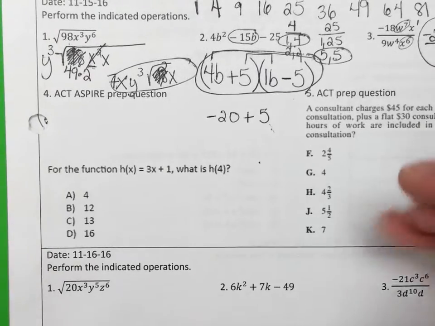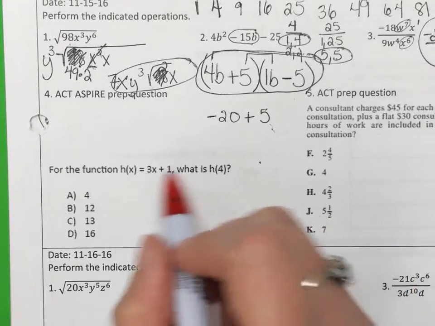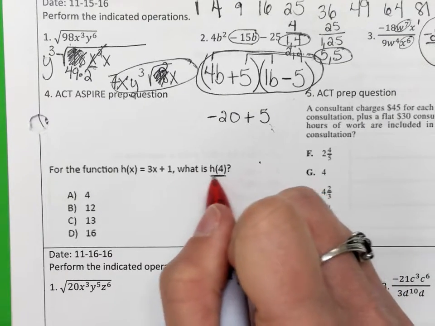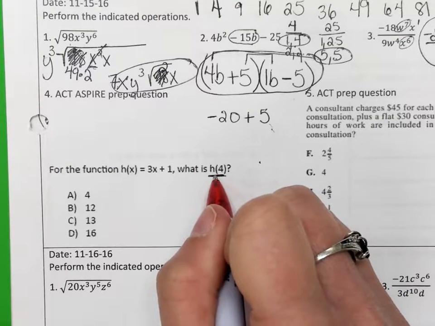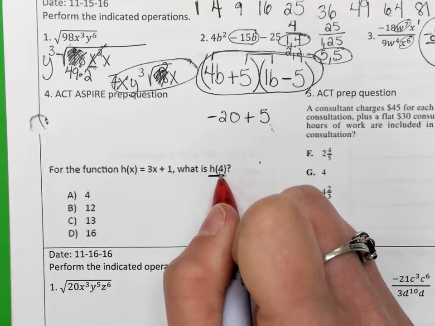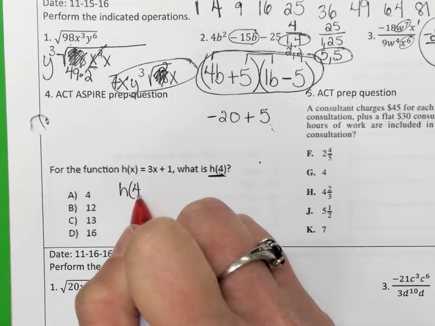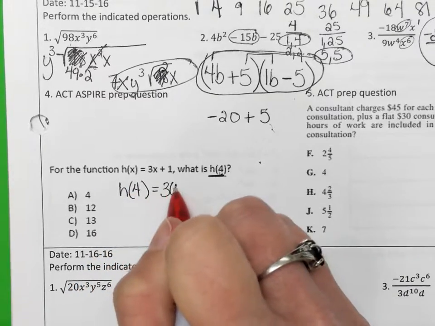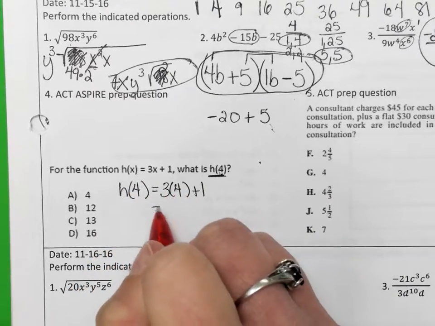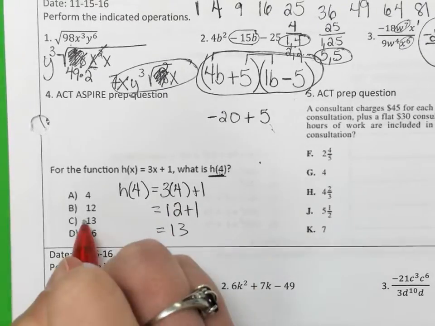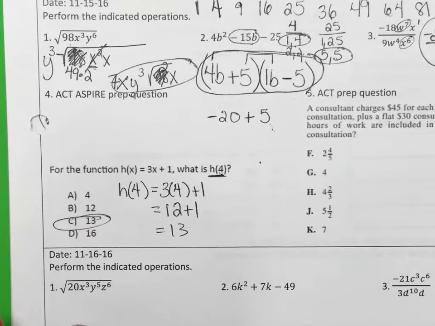All right, let's see. Look at number 4. It has been a minute since we've done this, which was the very first unit we did in this class. What does this mean? What do I do with this? That's the h of x, right? So instead of x, what am I going to plug in instead? 4. So instead of 3 times x, it's 3 times 4. What's 3 times 4? 12. 12, and 12 plus 1 is 13, and you are right, it is C.